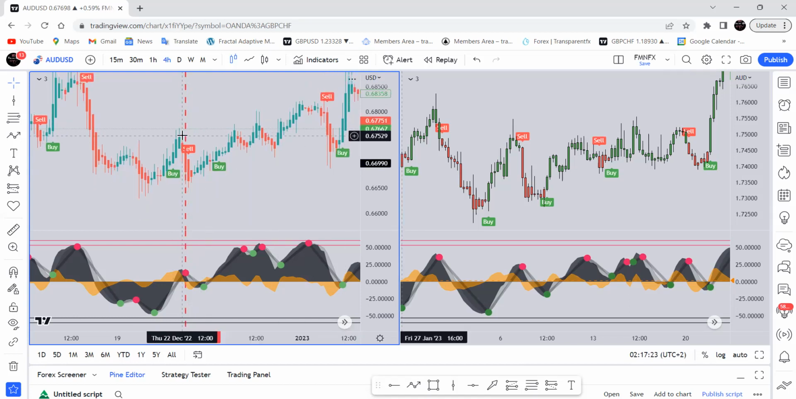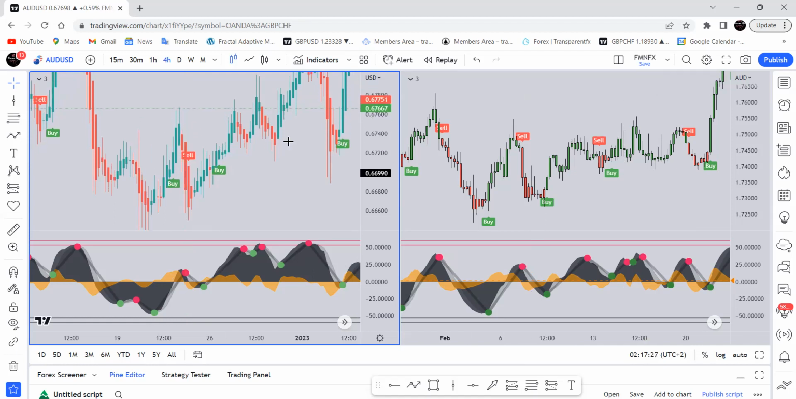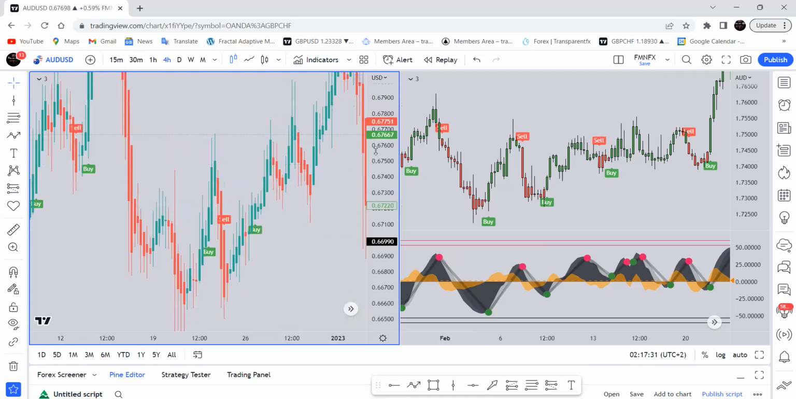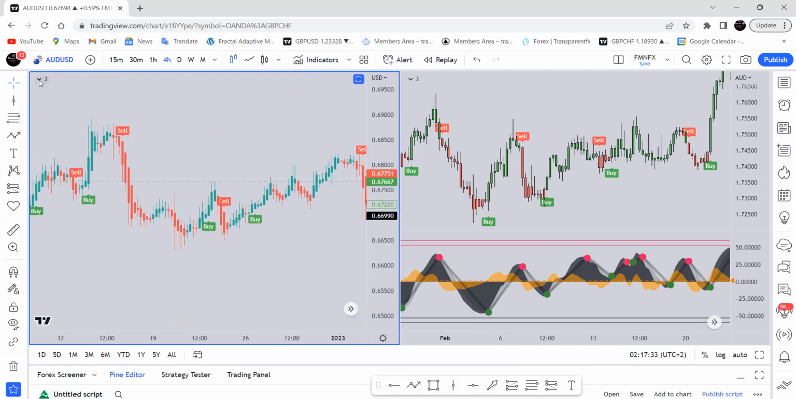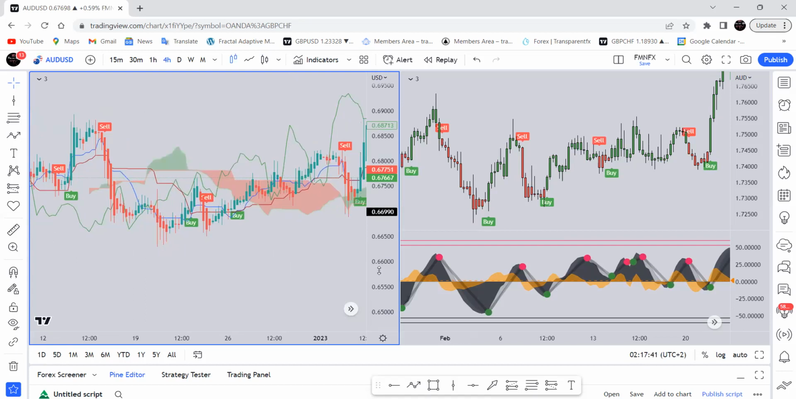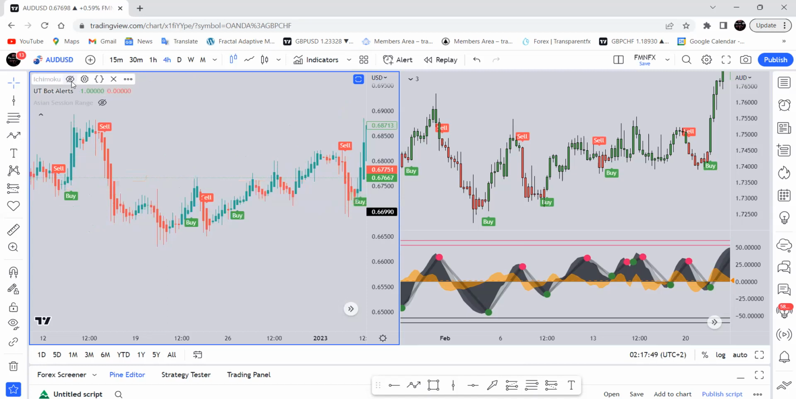That's why I have the Ichimoku on. If you can't see the trend and you don't know how to find the trend, add the Ichimoku. This is how I use it. I know it looks crazy, but okay. I'll do this because the replay feature doesn't work with Heikin Ashi candles.